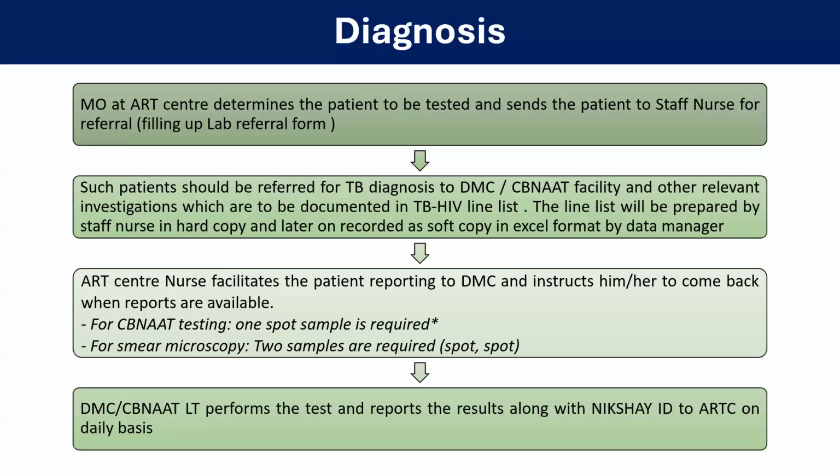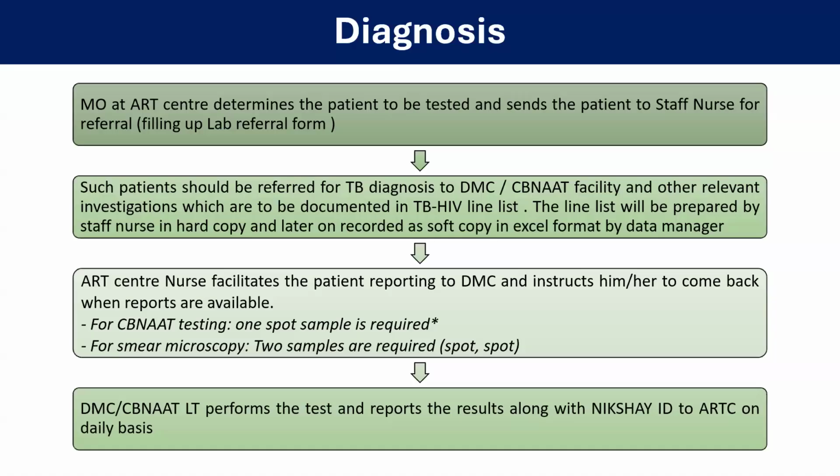Once after that, the patient is advised to come back to the staff nurse in the ART center with the TB report. Usually, as per the NTEP guidelines, the same day CBNAAT report has to be provided, but sometimes for administrative or other logistical reasons, there might be a delay. Once the report is ready, the patient will be referred back to the ART center, where the testing reports will be evaluated by the medical officer. For CBNAAT testing, usually one spot sample is required, but for sputum microscopy, as per the NTEP guidelines, 2 samples are required, 1 hour apart.